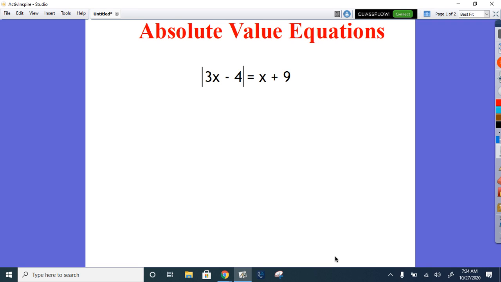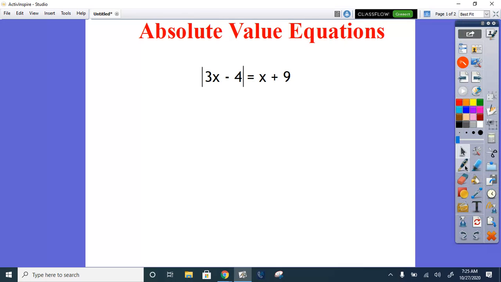Today's lesson, we're going to work on more complex absolute value equations. This time we have variables on both sides, and we're going to rehash what we already know about absolute value equations. So a couple things to remember here.